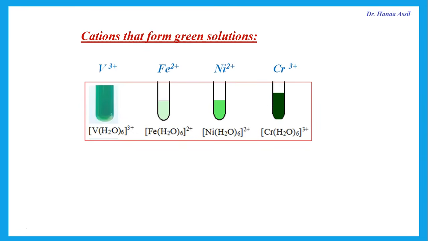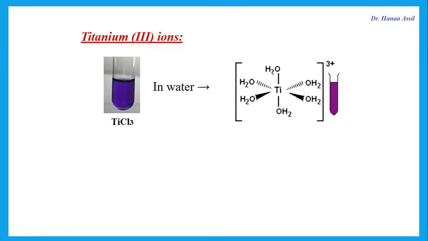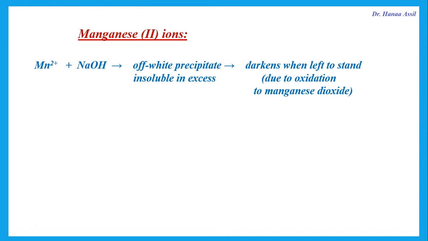These ions give green solutions in water: vanadium +3, iron +2, nickel +2, chromium +3. All of these in water, with water ligands forming a complex, form green solutions. Titanium. We have titanium +3. Titanium +3 in water forms a purple solution, in which we have deprotonation of some of the water ligands.